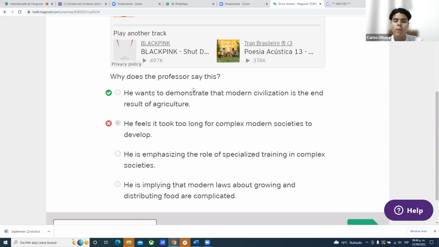Third, he's emphasizing the role of specialized training in complex societies. Tempting, but again, is the recording mentioning something about training? Not at all. Maybe you think this is logical, and certainly, training has been a very influential factor in our society nowadays. Nonetheless, the recording doesn't say anything about specialized training. Therefore, it's not a correct answer. And the fourth one, he's implying that modern laws about growing. Laws are not even mentioned, so of course, it's not a correct answer.